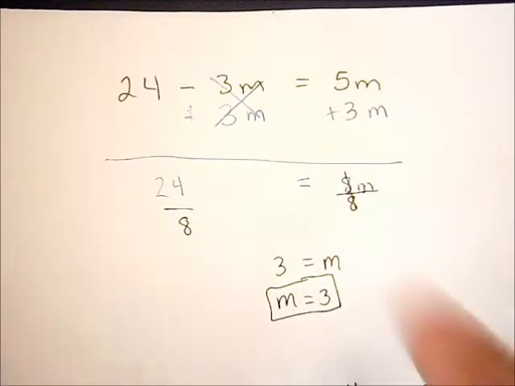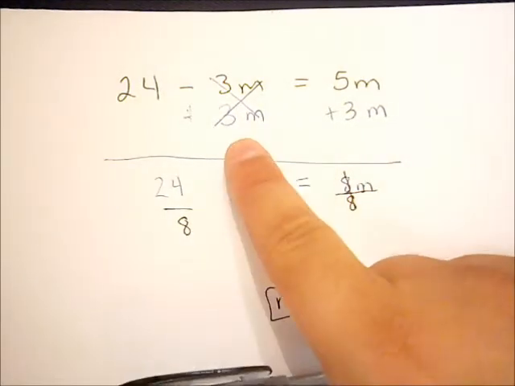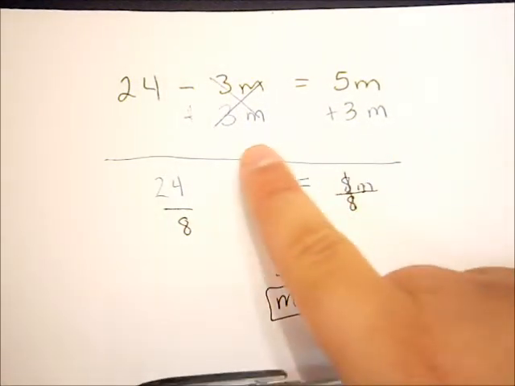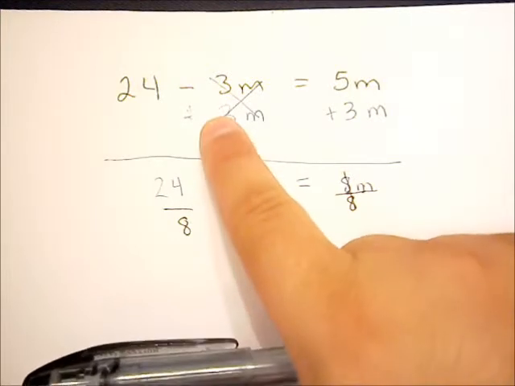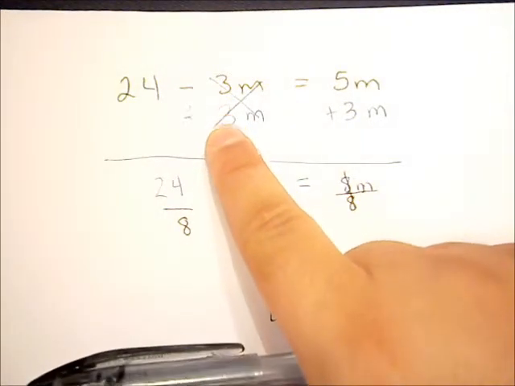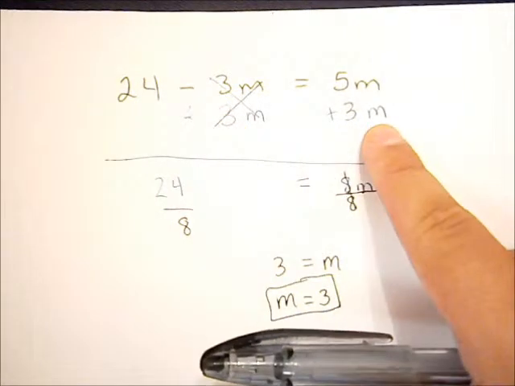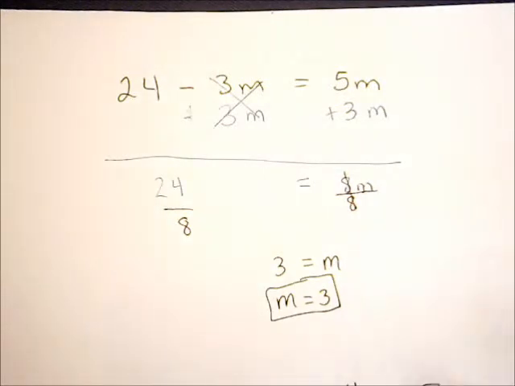So, again, to recap, when they're on opposite sides, to move one to the other side, you have to do the inverse operation. This had a minus 3m, so I had to add 3m to both sides in order to get them together. And from there, it's a one-step equation.